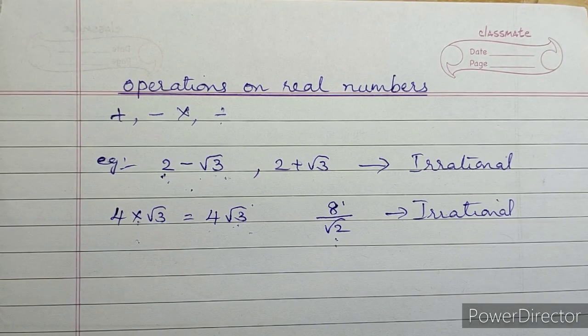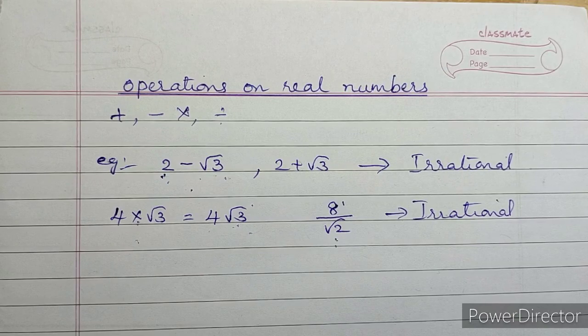Now, third rule. If we add, subtract, multiply or divide any two irrational numbers, the result may or may not be rational. Sometimes it will be rational, sometimes it will be irrational. Examples I will show you.